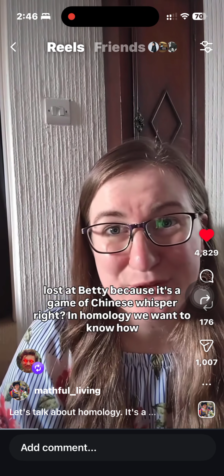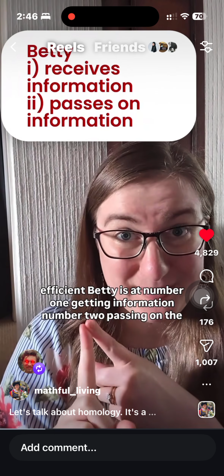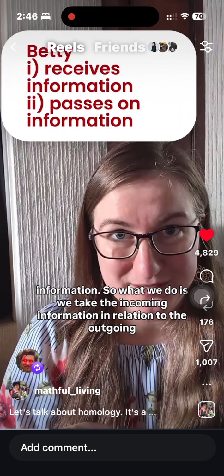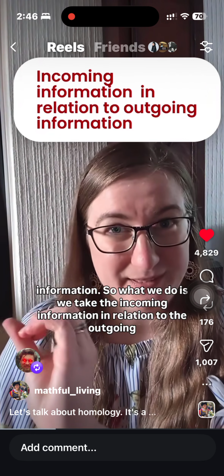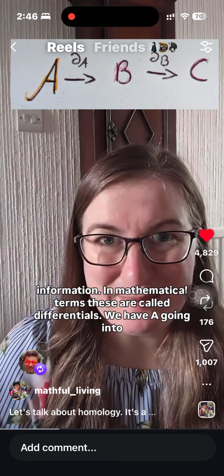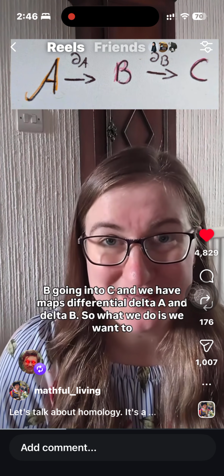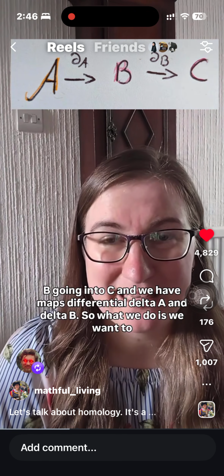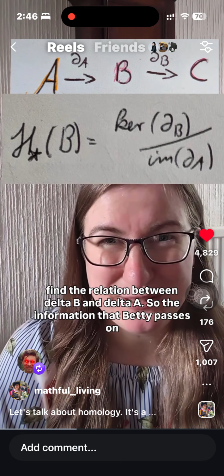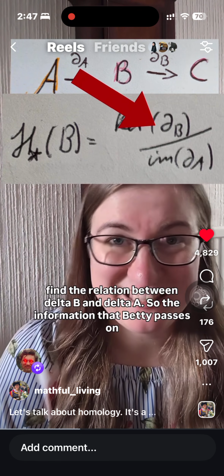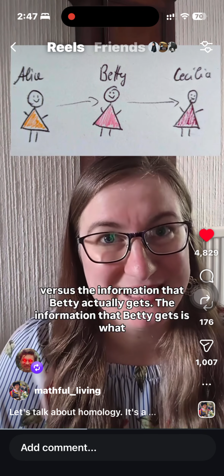In homology, we want to know how efficient Betty is at, number 1, getting information, and number 2, passing on the information. So what we do is we take the incoming information in relation to the outgoing information. In mathematical terms, these are called differentials. We have A going into B going into C, and we have maps differential delta A and delta B. So what we do is we want to find the relation between delta B and delta A, so the information that Betty passes on versus the information that Betty actually gets.